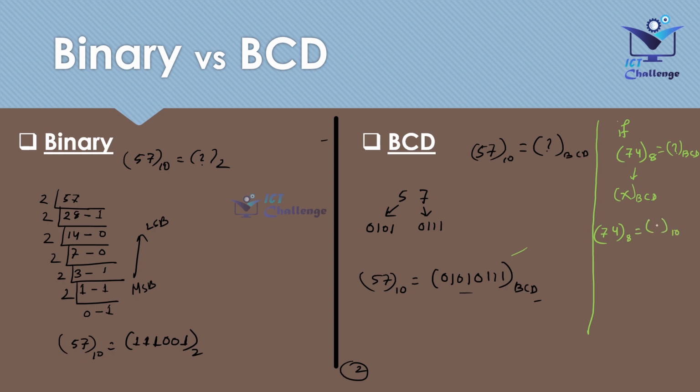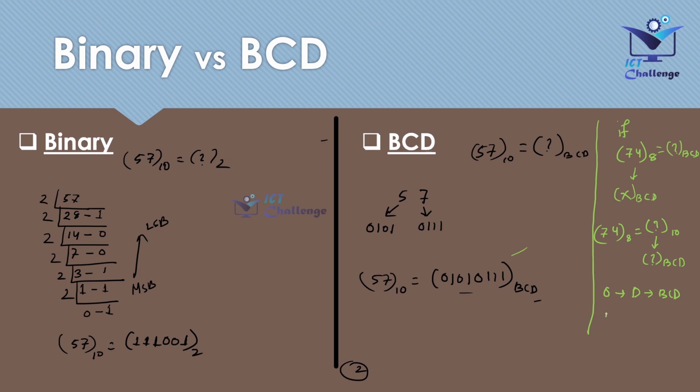We already know those rules. How can we convert this? Then after that you can convert from this decimal number to BCD code. So this is the actual process. That means from octal to decimal and decimal to BCD. This is the actual procedure.